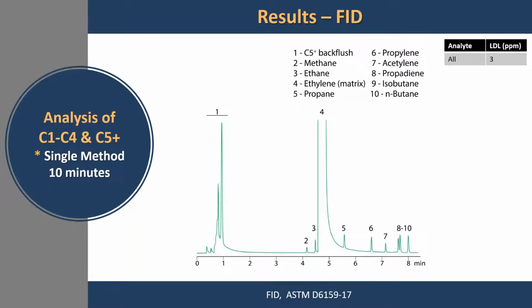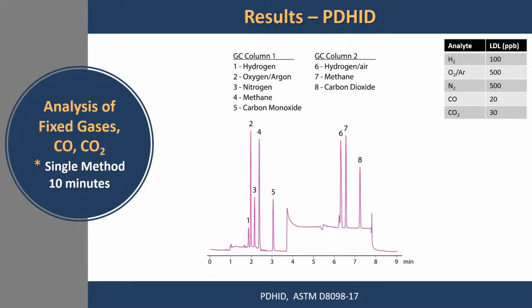At the same time that chromatogram is evolving, our FID is also generating the hydrocarbon peaks. Peak number 1 is our C5 plus backflush peak. Then we're going to do methane, ethane. After the ethylene matrix, we've got propane, propylene, acetylene, propadiene, isobutane, and N-butane. Again, while those 2 chromatograms are evolving, we actually have a 3rd chromatogram evolving. That means we're doing the maximum number of analytes in the minimum amount of runtime. Runtime is typically 10 minutes because we're doing things in a lot of parallel.